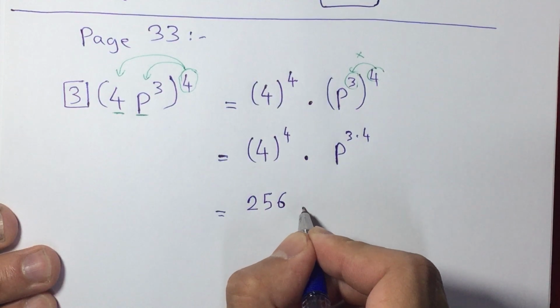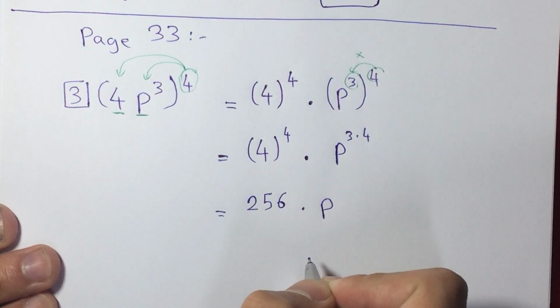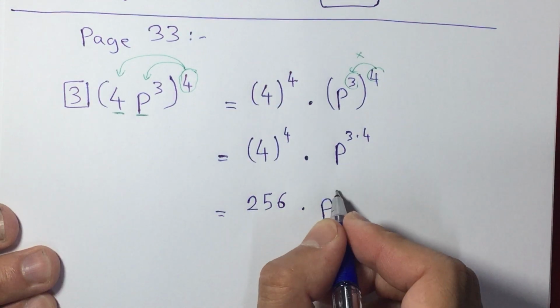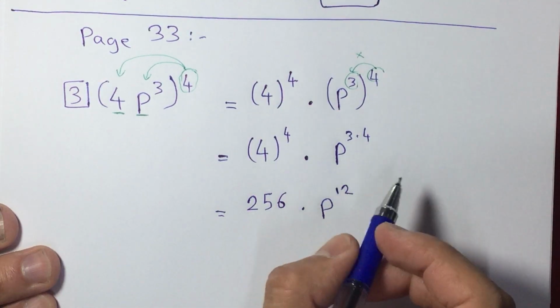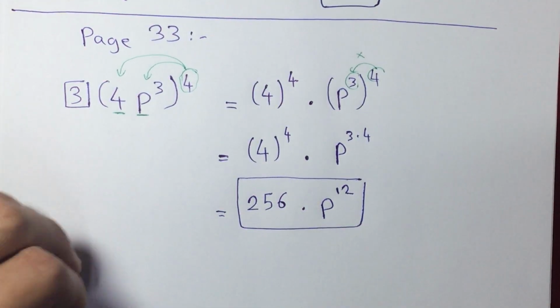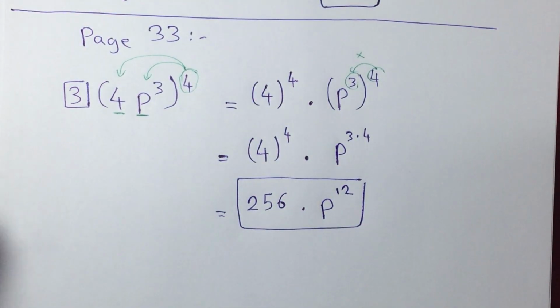Times, now p to the power of how much? 3 times 4, exactly, to the 12th power, to the power of 12. And this will be the answer. Okay, as simple as it is.